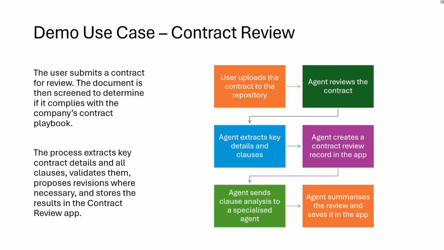And for today, I've prepared a very simple use case, contract review, where the user uploads a contract to the repository, then the main agent does the initial review, extracts key details and clauses, then saves that in the app, and hands over clauses analysis to a specialized agent that is specialized only in this one simple task. And at the very end, the agent summarizes the review and saves this in the app.